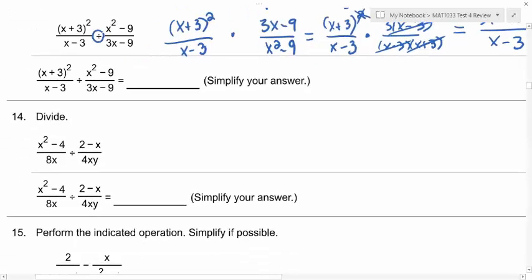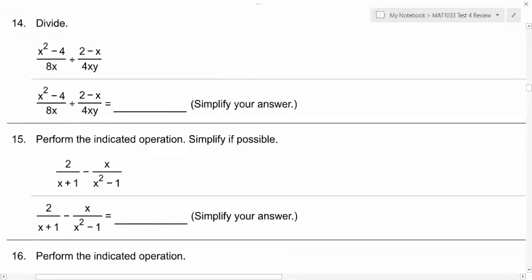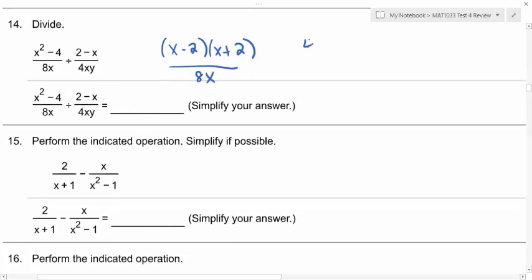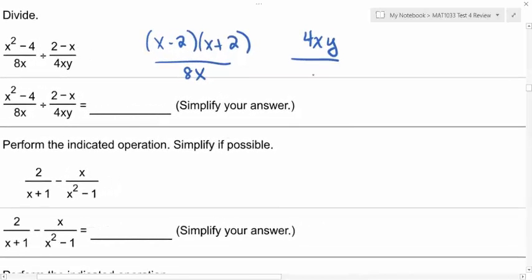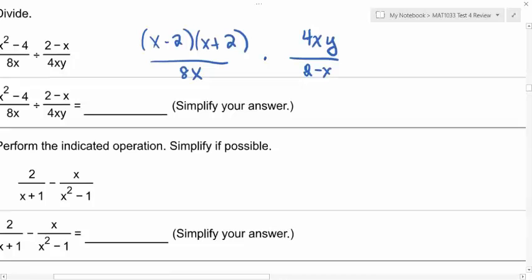Okay, so walk me through what to do in the next problem. Okay, so that one, I'm going to go ahead and rewrite the first one as x minus 2 and x plus 2 over 8x. And then flip the other one, so it'll be 4xy over 2 minus x. Okay. So out of the second one, I'm going to pull a negative 1 to make that an x minus 2.